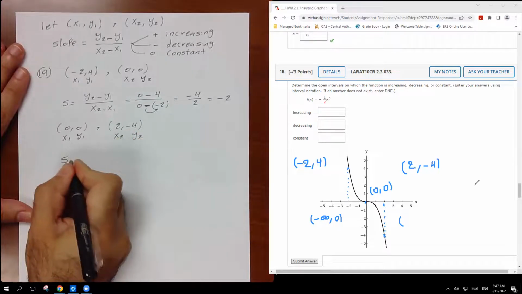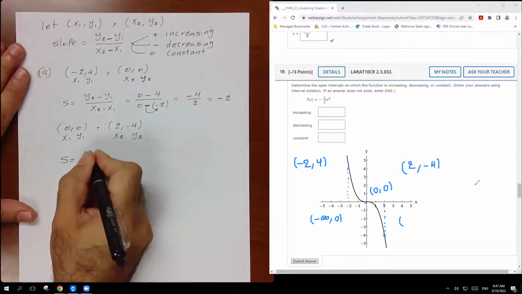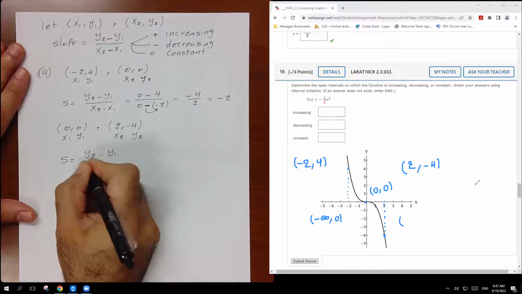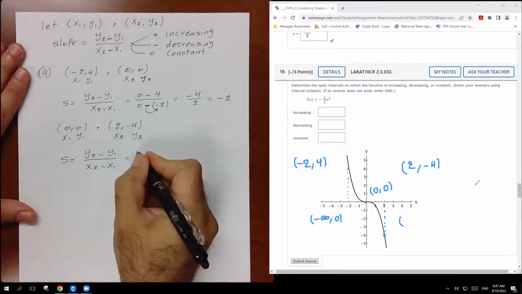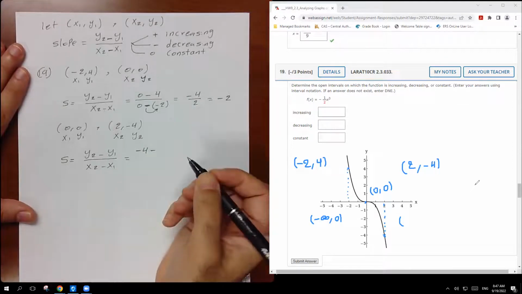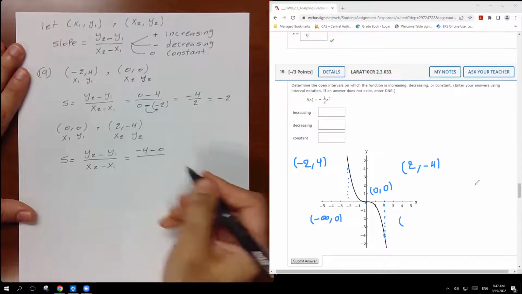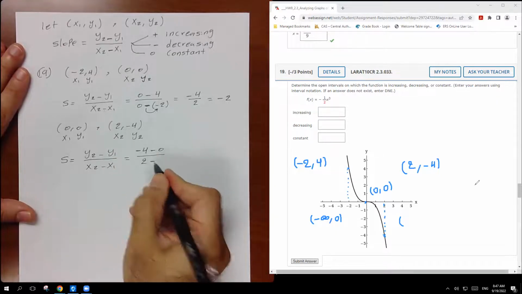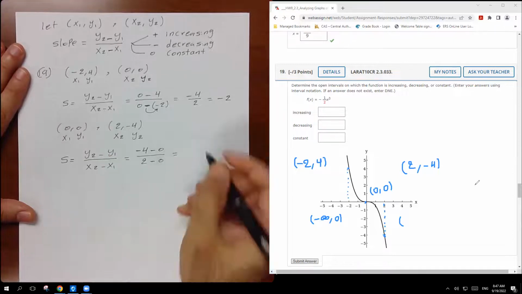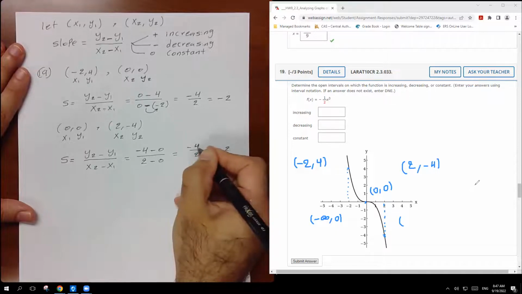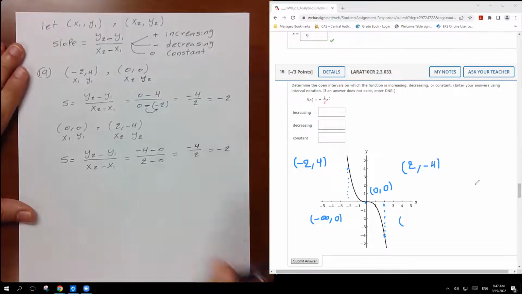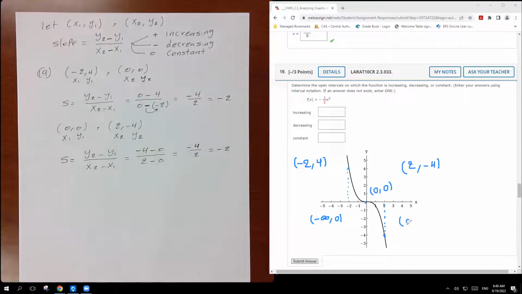So the slope is going to be equal to y2 minus y1 over x2 minus x1. And it's going to be y2, which is -4, minus y1, which is 0, over x2, which is 2, minus x1, which is 0. So it's going to be -4 over 2, which is equal to -2. So the same thing, from the point 0 to infinity, the graph is still decreasing because we have negative slope.